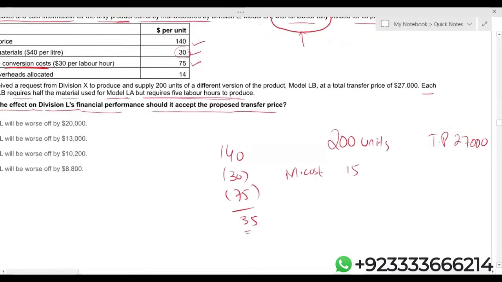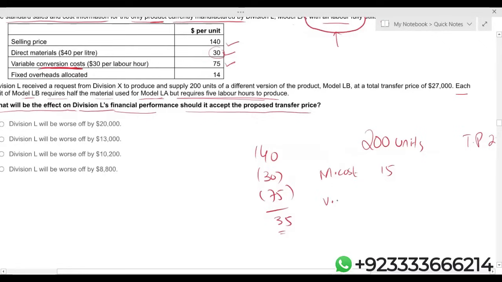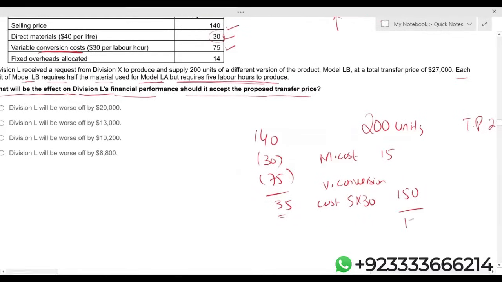Now listen, students. Variable conversion cost. If we go for model LB, we need 5 hours. 5 into 30 is 150. It becomes 165 if I'm not wrong. So to manufacture model LB, material for 1 unit is 15. Variable conversion cost for 1 unit is 150. It becomes 165, but the story does not end here.